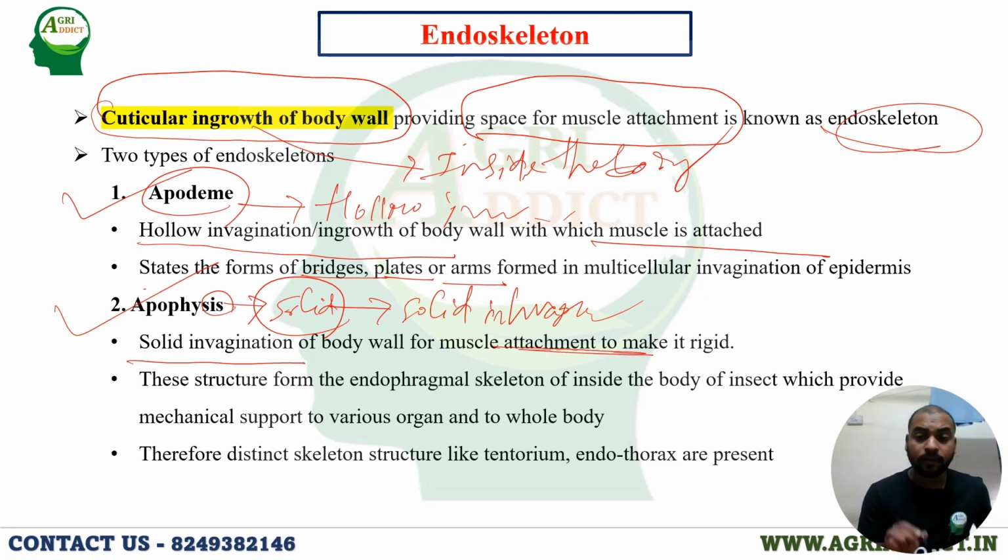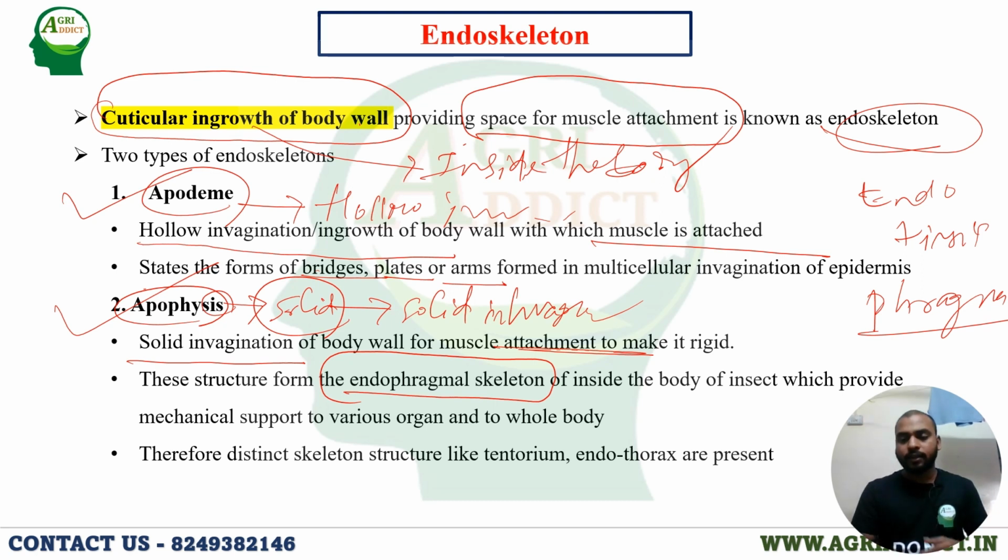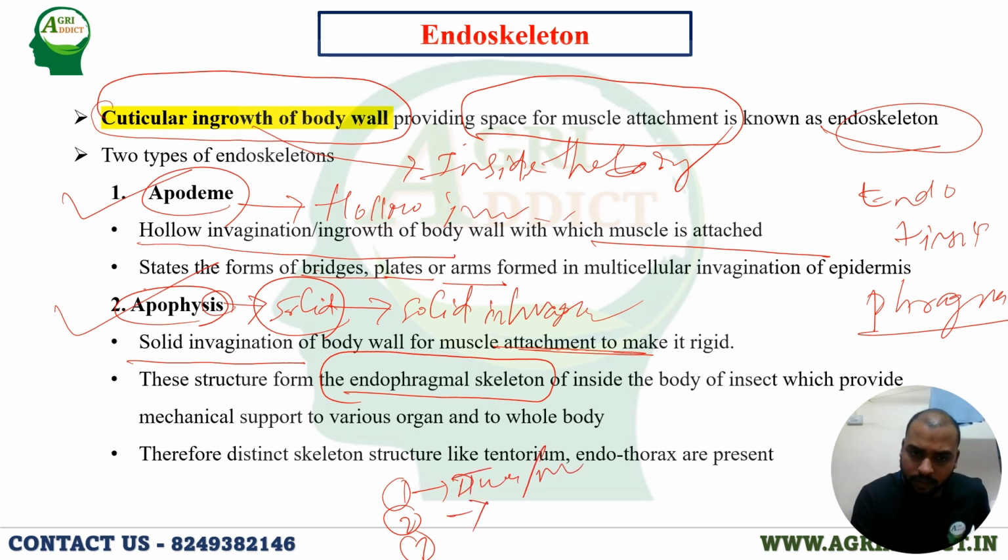Another main thing you have to remember is that these apophyses are also called the endophragmal skeleton. Why are they called the endophragmal skeleton? Endo means inside. Phragmata I will discuss later. There are three different types of sclerites: one is tergum or notum, another is sternum, another is pleuron.